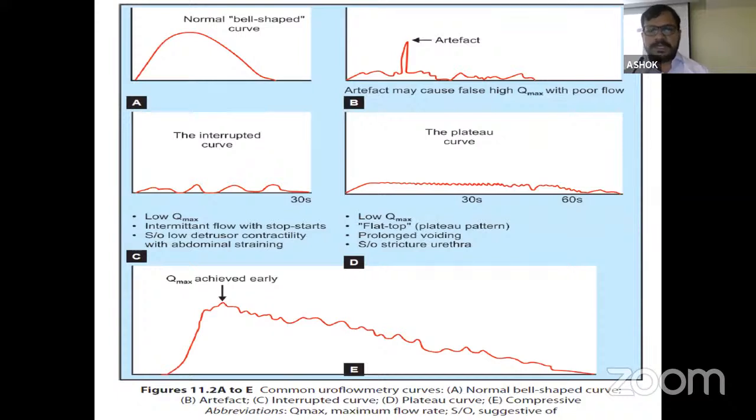Normal bell-shaped curve and artifact may cause high Qmax with poor flow. A is interpreted as a curve with low Qmax with intermittent flow and stop-start, suggestive of low total contractility with abdominal straining. In B, the curve is a plateau of a stricture urethra showing low Qmax and prolonged voiding.